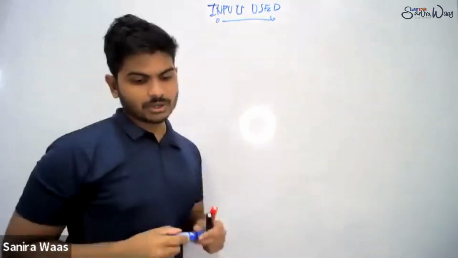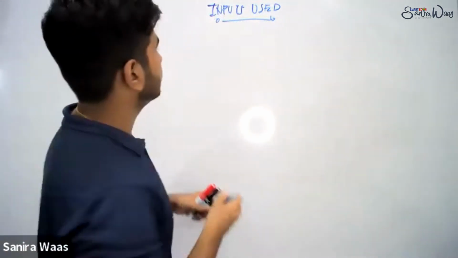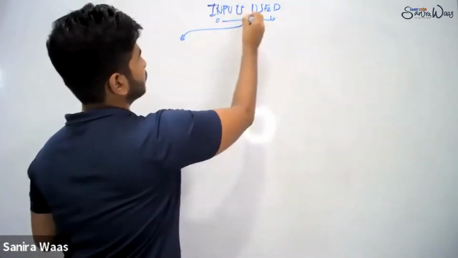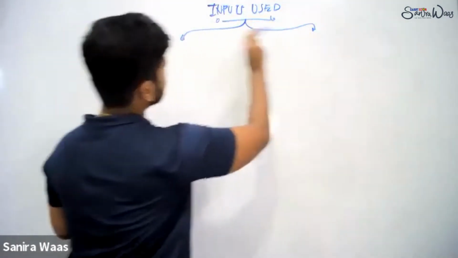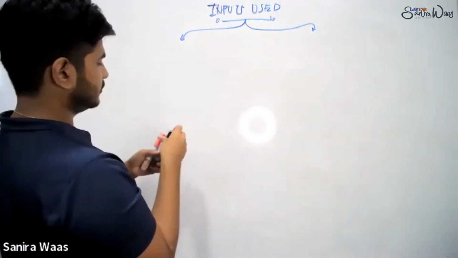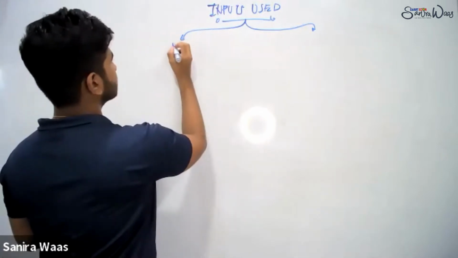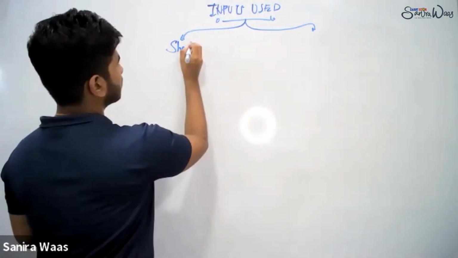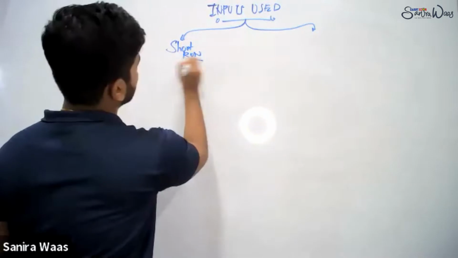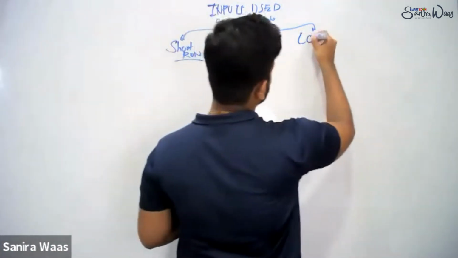Right? Based on the inputs used, we have two main ways, two main processes: short run and long run.